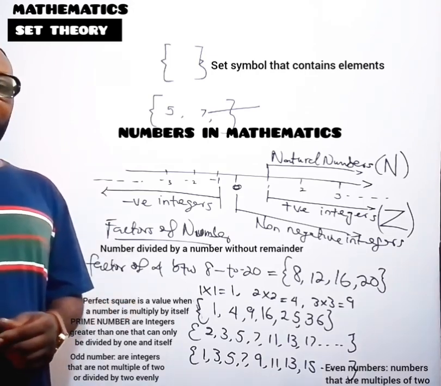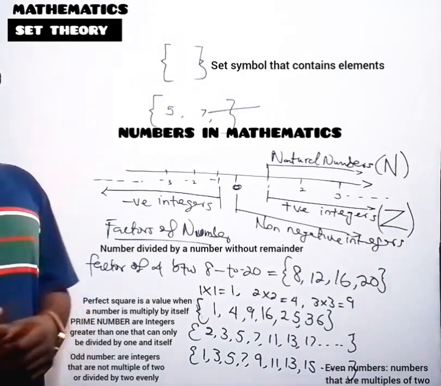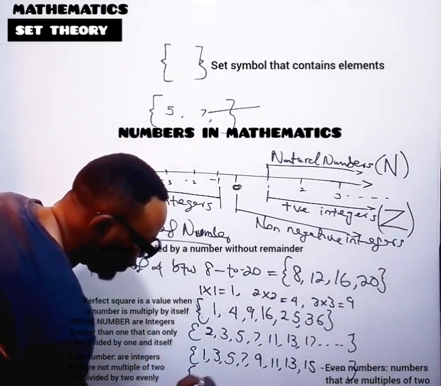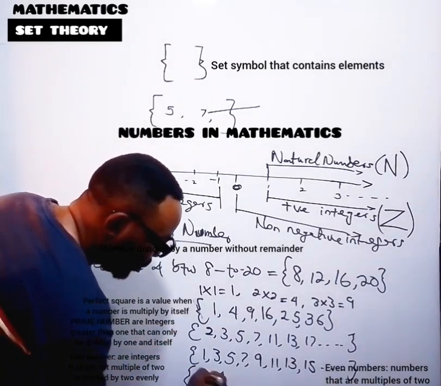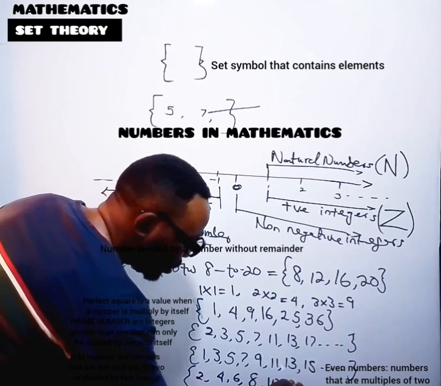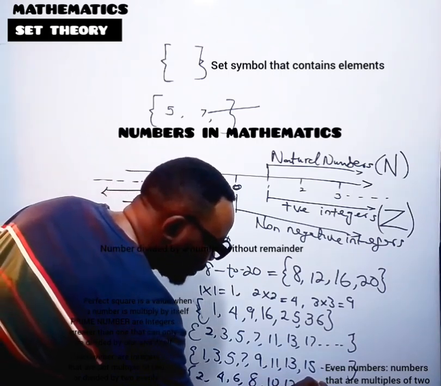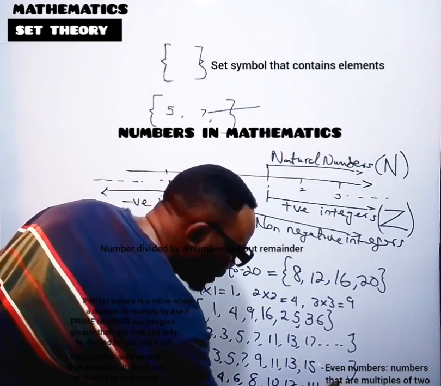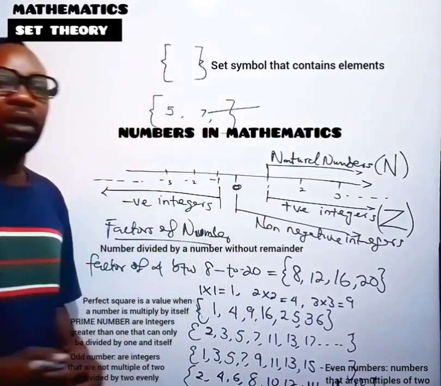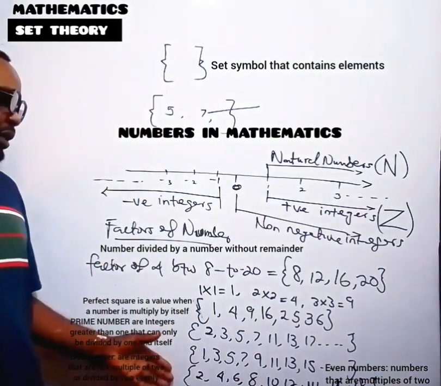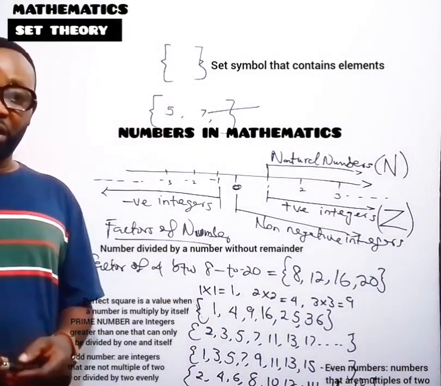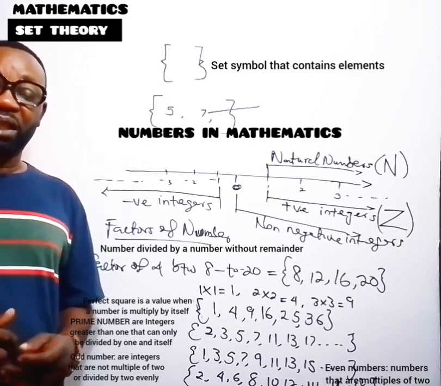Now, even numbers are numbers that are multiples of 2. So, examples of even numbers, we have 2, 4, 6, 8, 10, 12, 14, 16, 18, and so on and so forth. Now, these are the set of numbers that I think we are going to be making use of as far as this class is concerned.